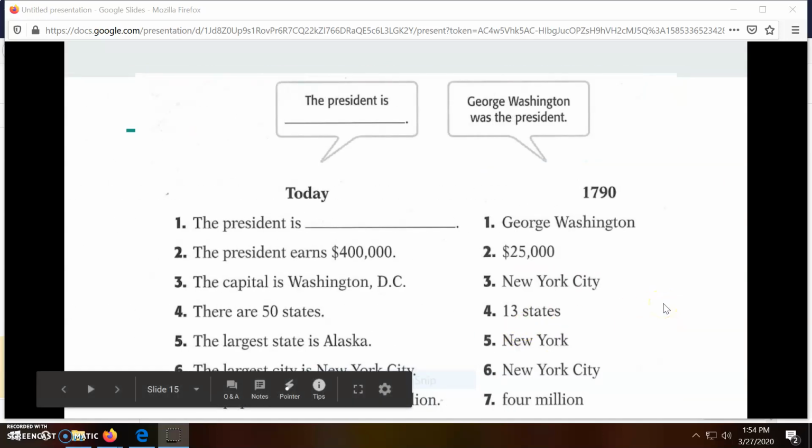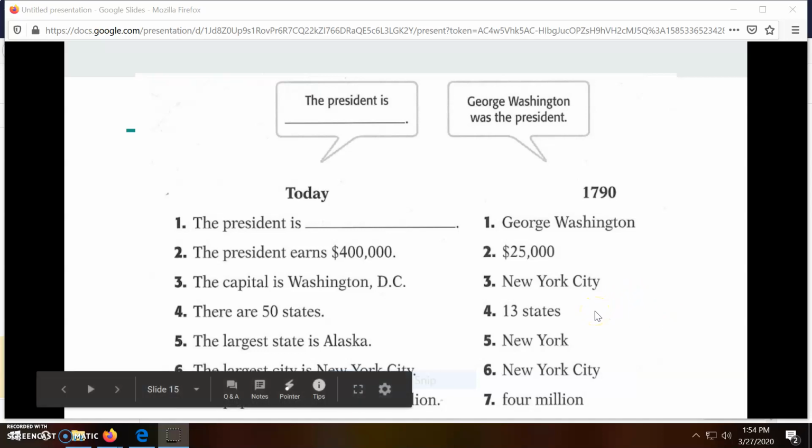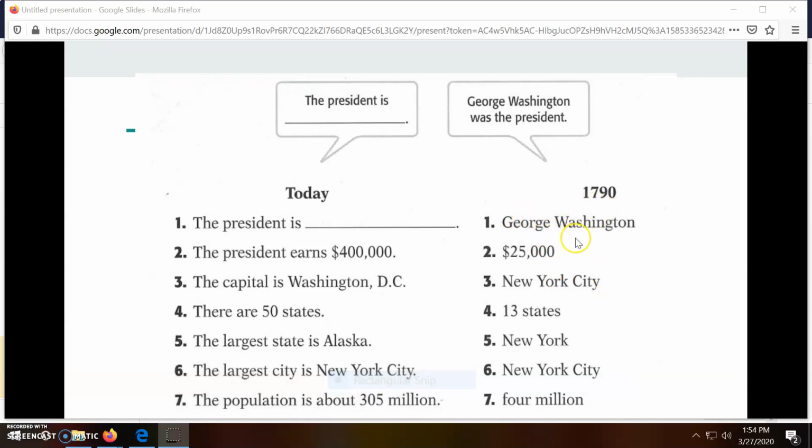Okay, our next activity is for writing as well. We will use the information on this slide to talk about life today and life in 1790 in the 18th century. So, for example, number one, it says the president today is Donald Trump. So you need to write a sentence about 1790. Who was the president in 1790? George Washington was the president in 1790.